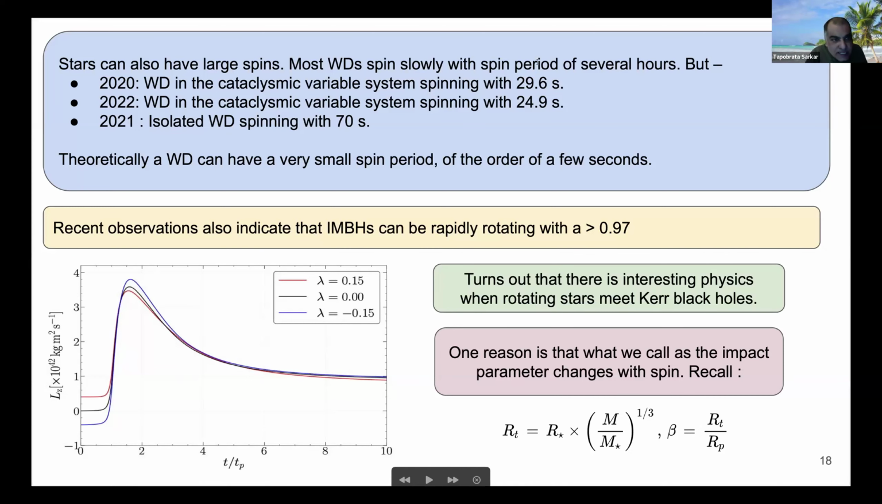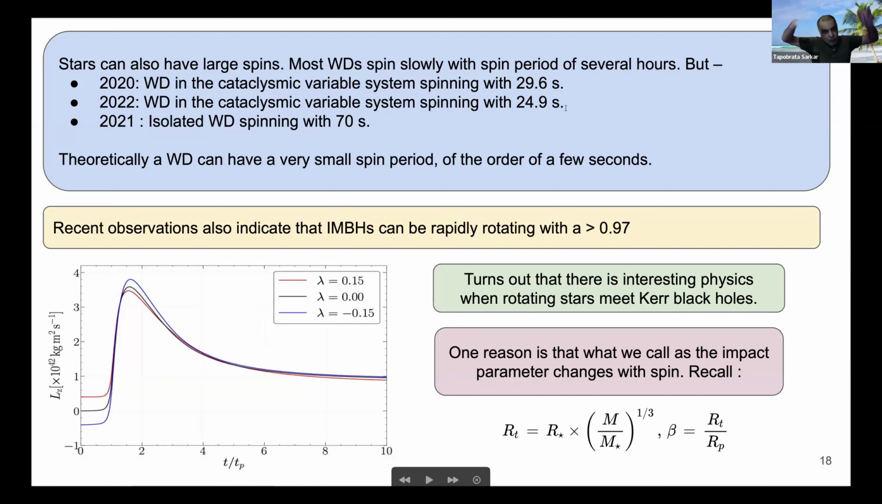But in 2020, some people discovered a white dwarf in what is called a cataclysmic variable. Cataclysmic variable means that it's a binary system where the stars accrete from each other in bursts. Okay, they're not continuously accreting. Anyway, these are white dwarfs in cataclysmic variable systems, one spinning with a period of like 29.6 seconds. 30 seconds, it's going around its own axis. And in 2022, a similar white dwarf in another system was found with 24.9 seconds, but these are in binary systems.